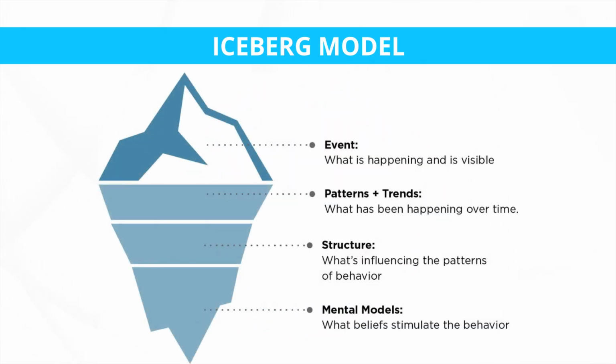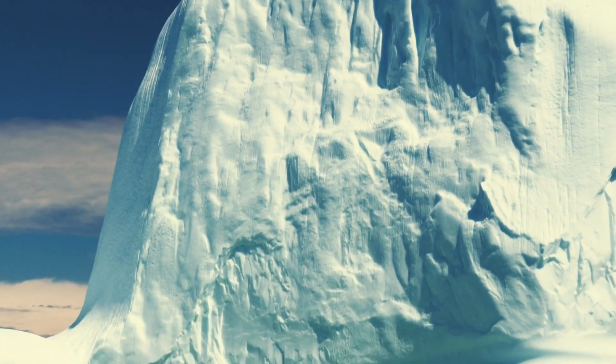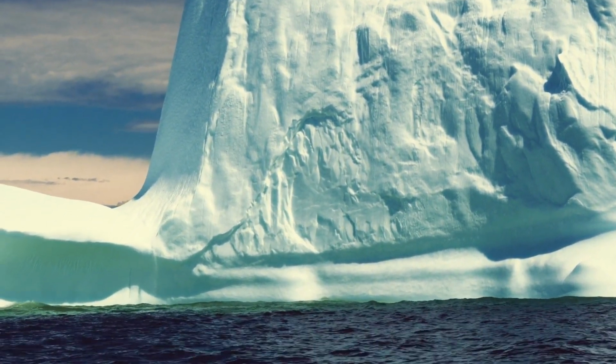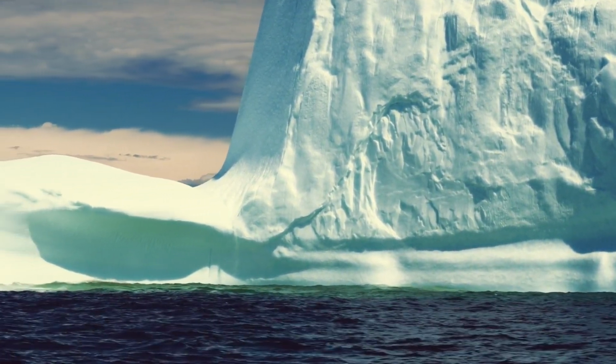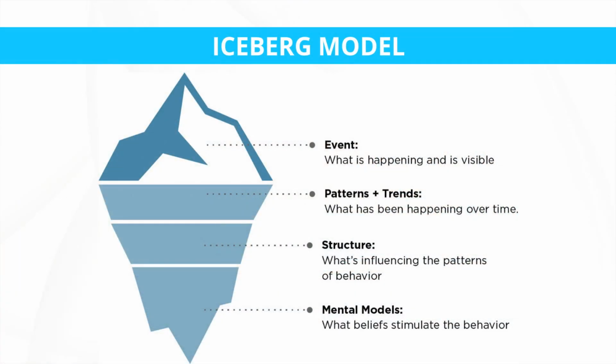The Iceberg model is a metaphor often used in systems thinking to illustrate the visible and hidden aspects of a system or a problem. Just as an iceberg has a small visible portion above the waterline, and a vast unseen portion beneath it, systems also have elements that you can see and underlying dynamics that are not immediately apparent. So if you can visualize an iceberg in your mind, there's the ice that's poking above the water, and then there's a few layers underneath that are not visible.